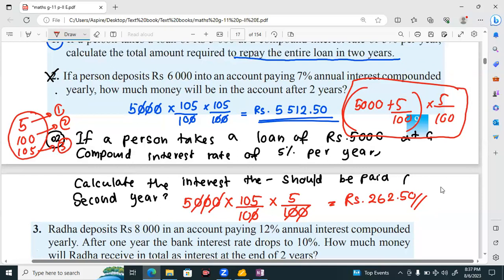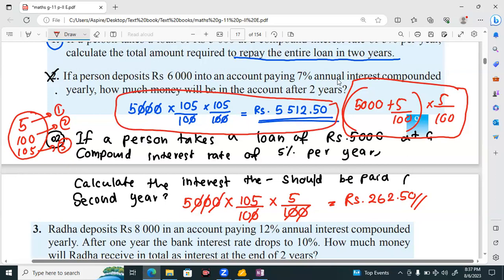Now this changes if they have asked for the total interest. If it asks for the total interest that we have to pay at the end of the second year, then this method changes. Right? So you can calculate the first year separately as 5000 times 5 upon 100 and add the two. Or we can go to this calculation and then subtract the loan amount from it, and we still get the interest. Understood?